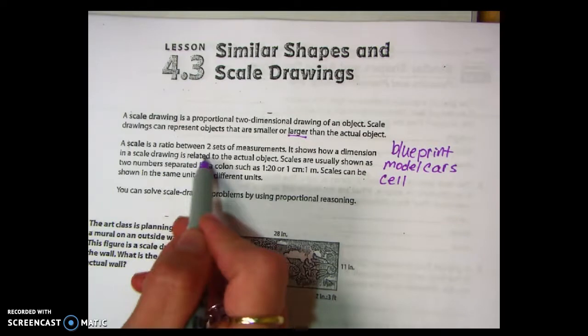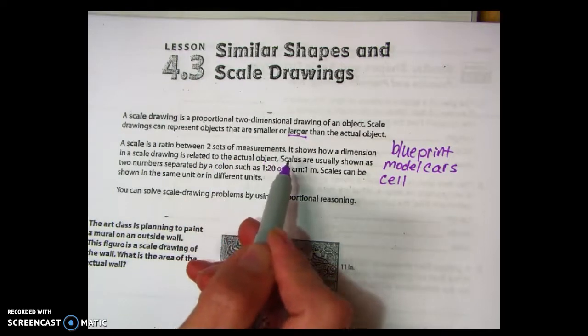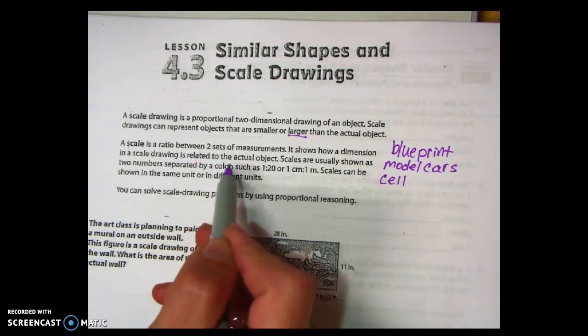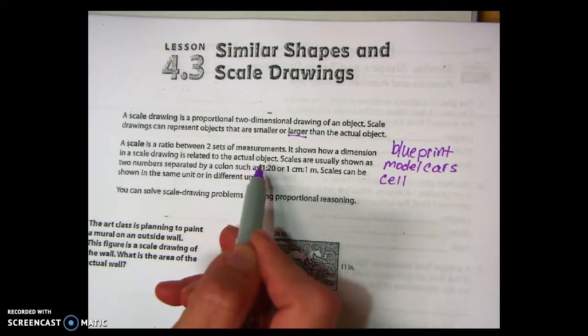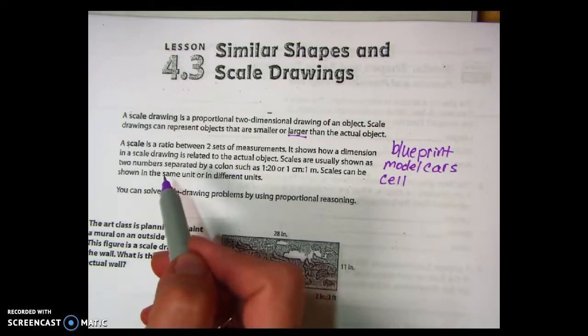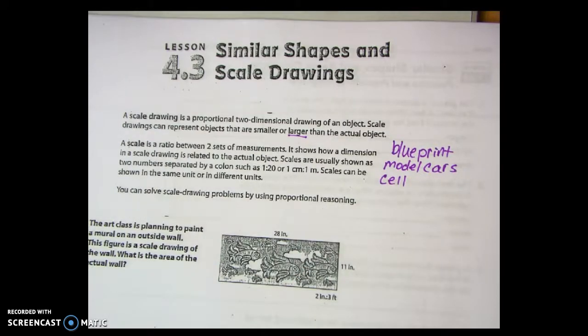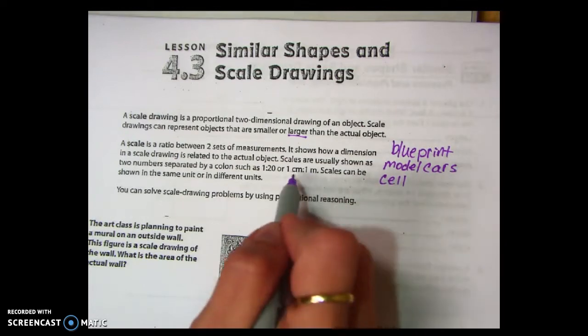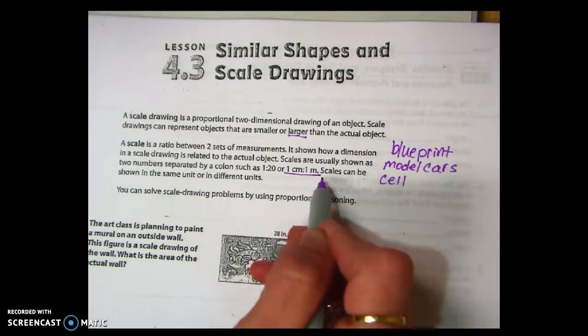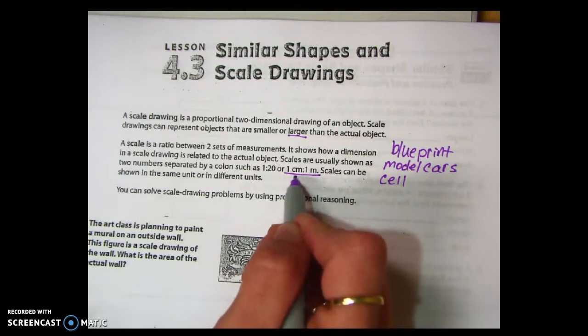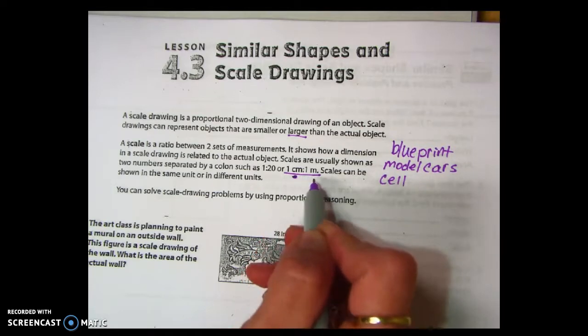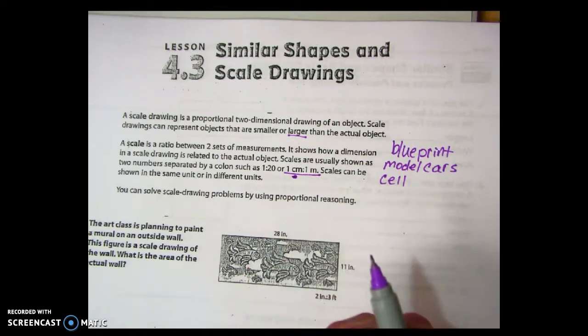The scale is a ratio between two sets of measurements. It shows how a dimension in a scale drawing is related to the actual object. So like if you were looking at a blueprint, or if you were talking about a map, 1 inch on your map could represent like 10 miles in real life. So you would have a measurement as 1 inch to 10 miles. This example says that 1 centimeter on your drawing represents 1 meter in real life.